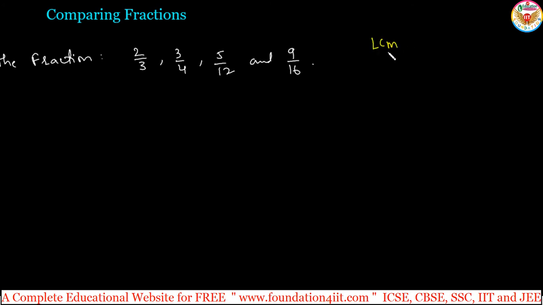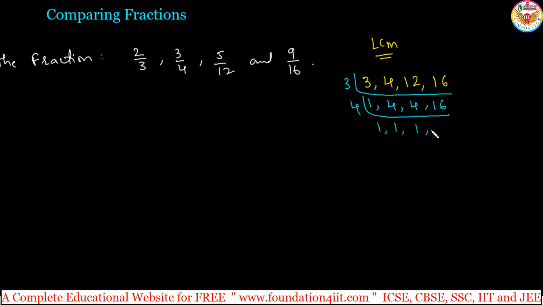So the LCM of 3, 4, 12, 16. Let us find out the LCM of this. Take the 3 table: 3 ones are 3, 3 fours are 12. Then 16, let us take the 4 table directly. 3 fours are 12, again 12 into 4, so 48. So 48 is the LCM.